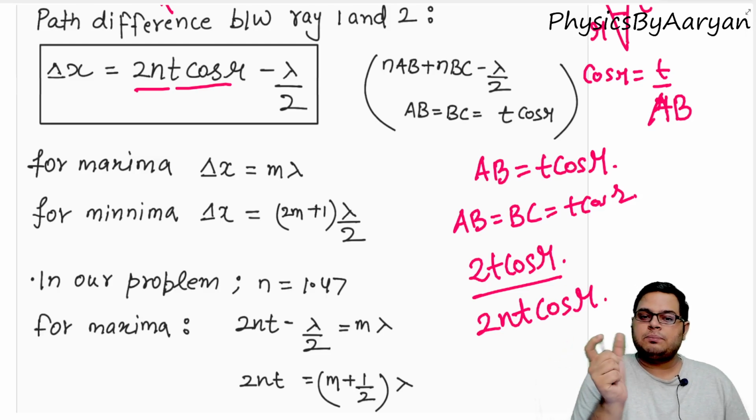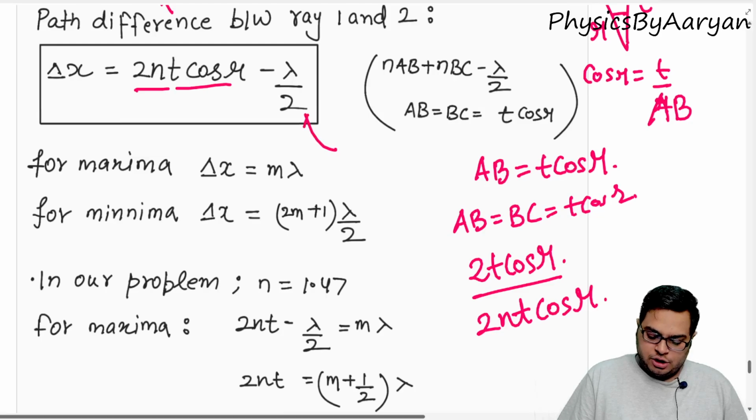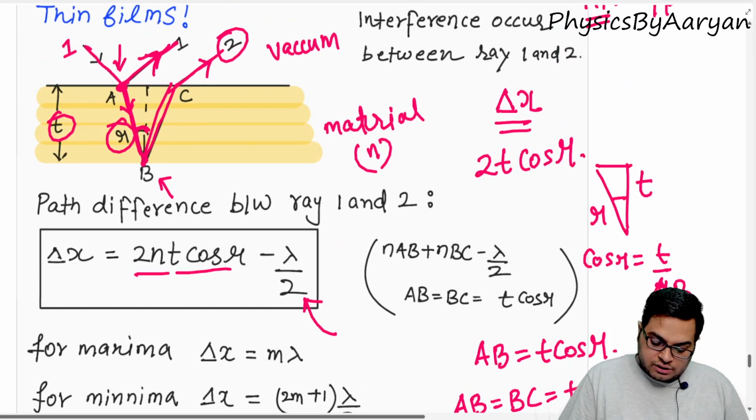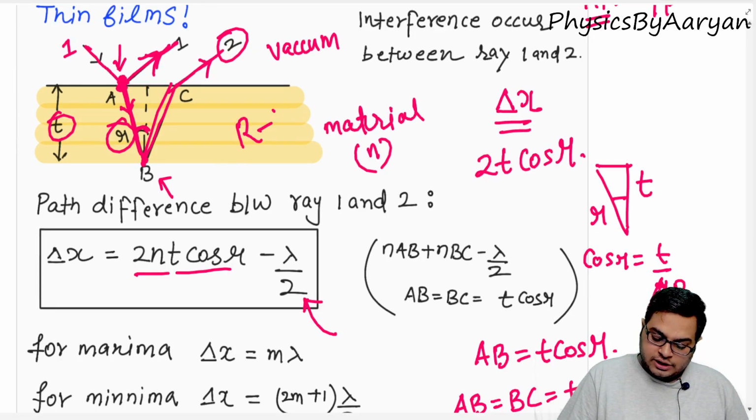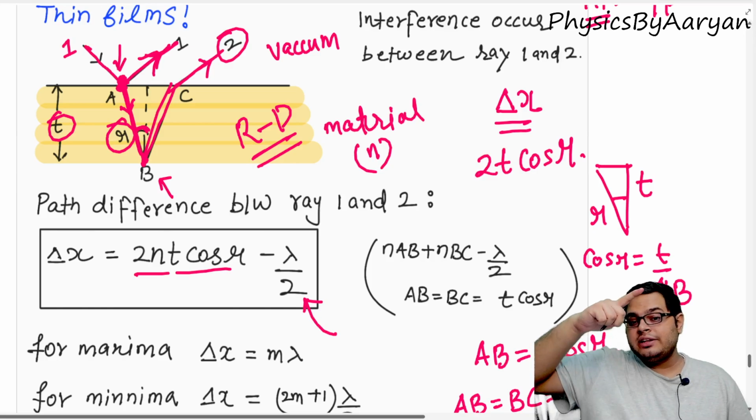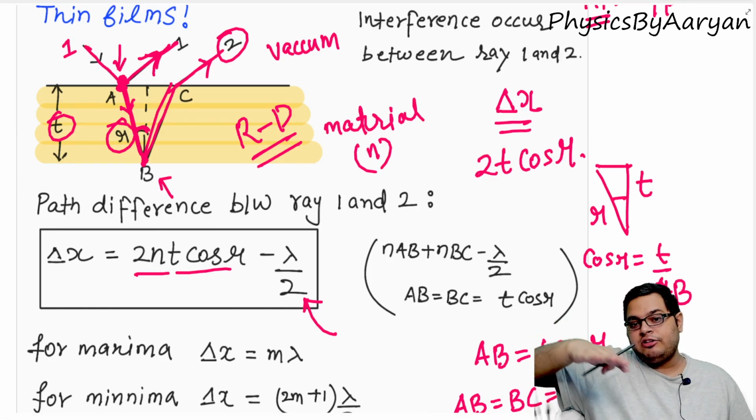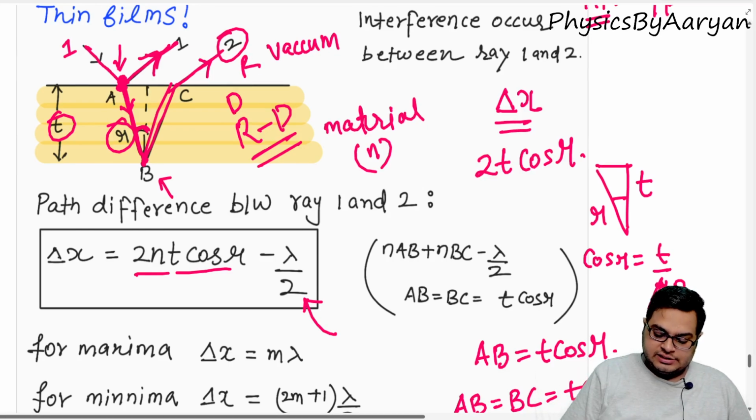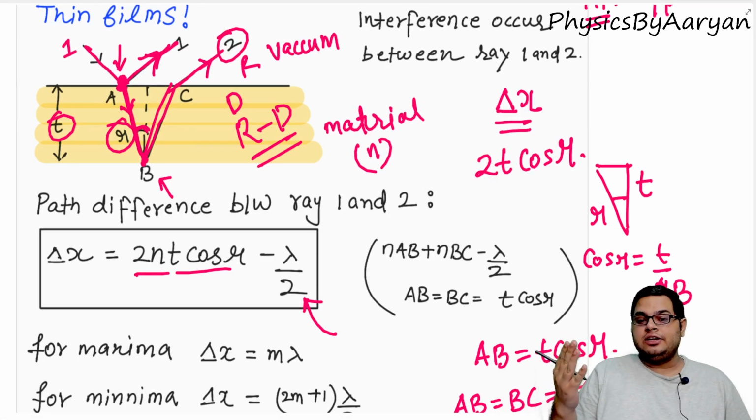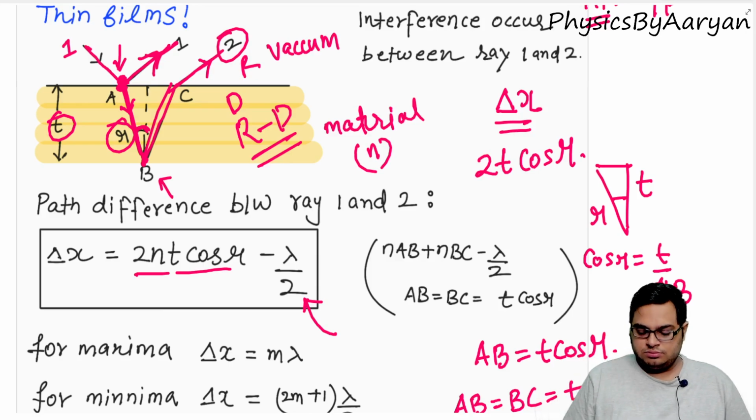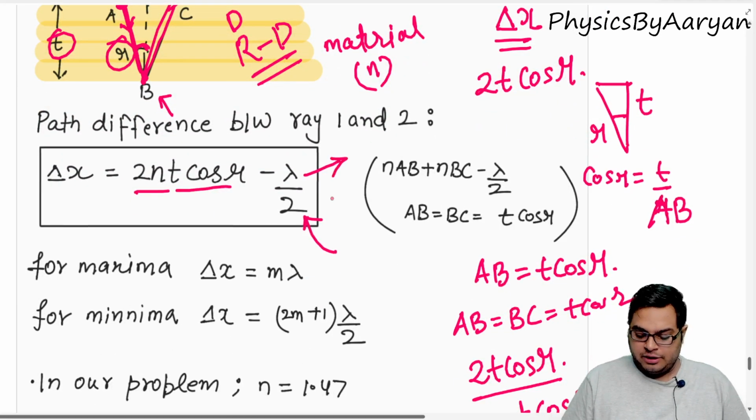Now we will subtract some number, which is minus lambda by 2. This minus lambda by 2 is coming because at point A, the reflection is happening from rarer to denser medium. In the lectures I have already discussed, whenever light is reflected from rarer to denser medium, outside is rarer and inside is denser, then an additional path difference of lambda by 2 has to be subtracted. So that is why I'm subtracting lambda by 2 here.